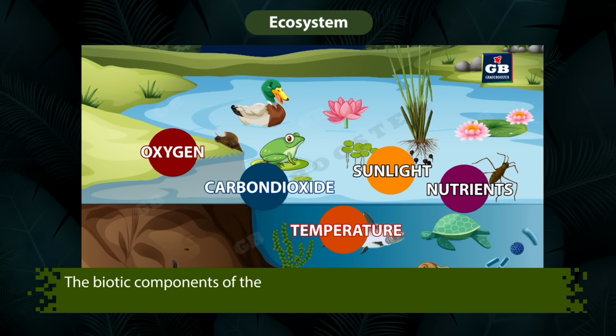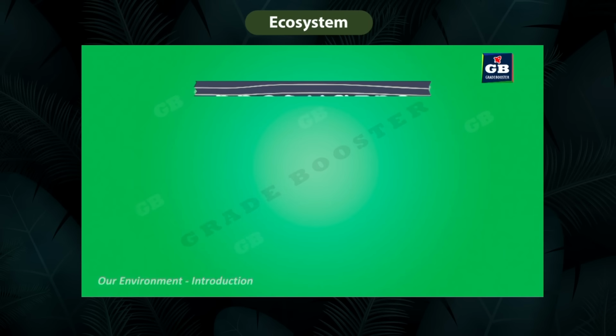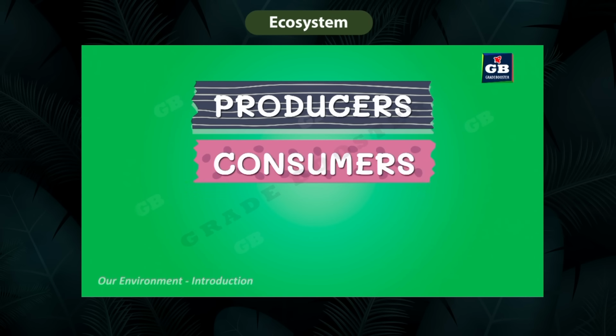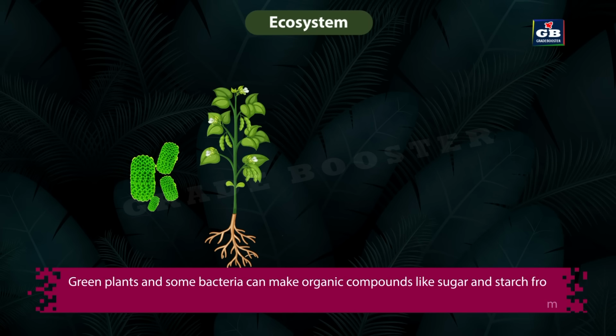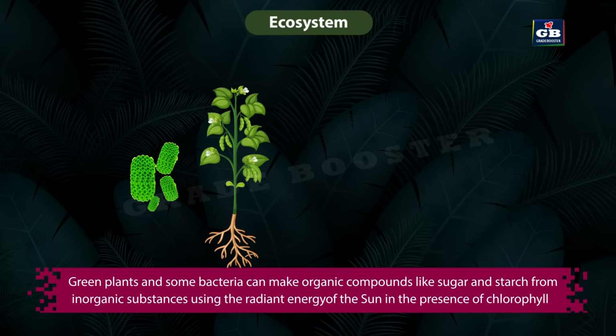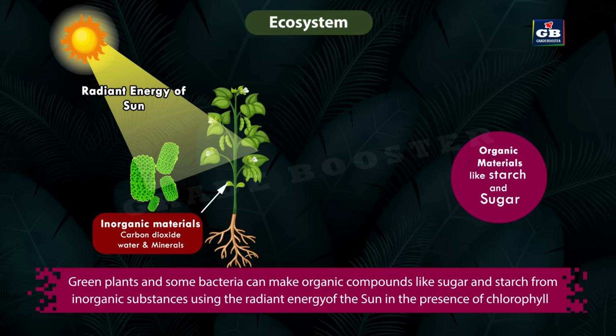The biotic components of the ecosystem are categorized into three types according to their mode of feeding. They are producers, consumers, and decomposers. Green plants and some bacteria can make organic compounds like sugar and starch from inorganic substances using the radiant energy of the sun in the presence of chlorophyll. These organisms are called producers.